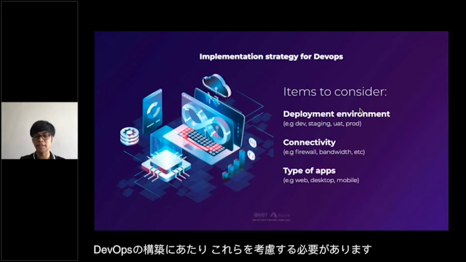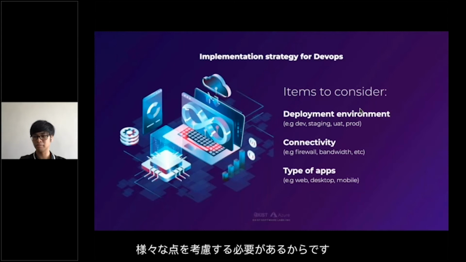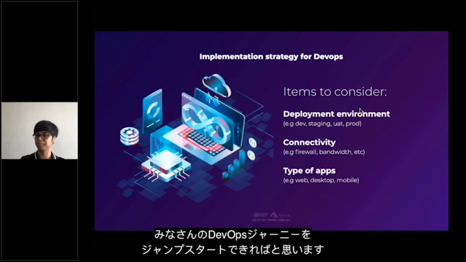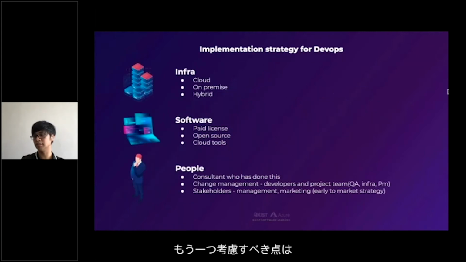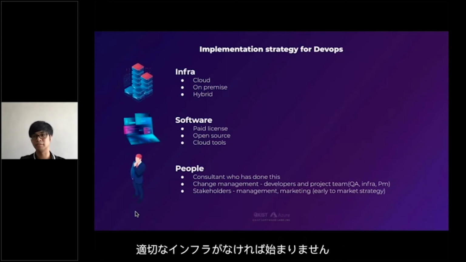So we always tell our guys that there's no such thing as a generic DevOps because there's a lot of things to consider. But in this webinar, we hopefully can answer some of the unknowns, and hopefully we can jumpstart your DevOps journey. Another thing to consider is your infrastructure. With all the tools and all the processes that are in place, if you don't have the right infrastructure, then you cannot even start anything.